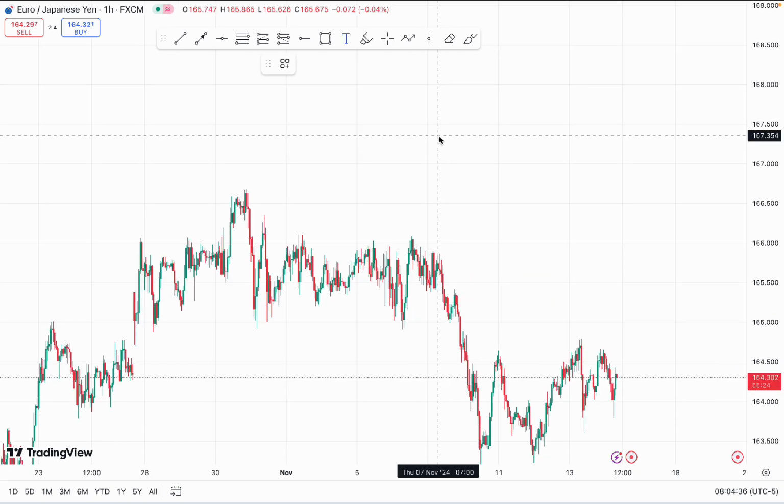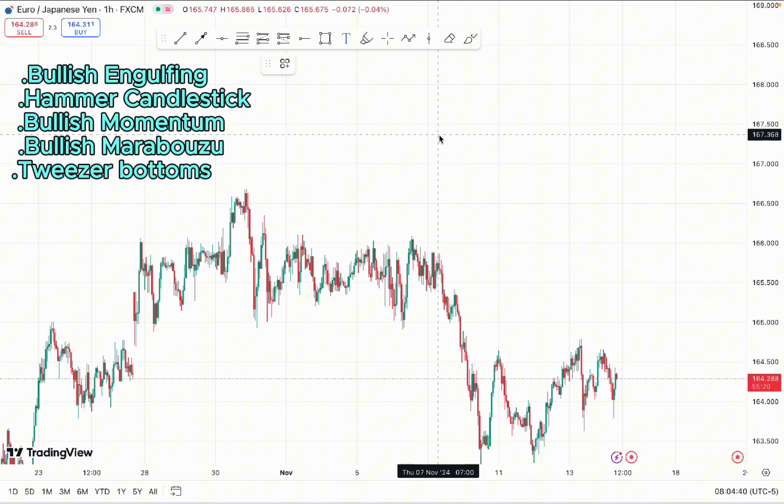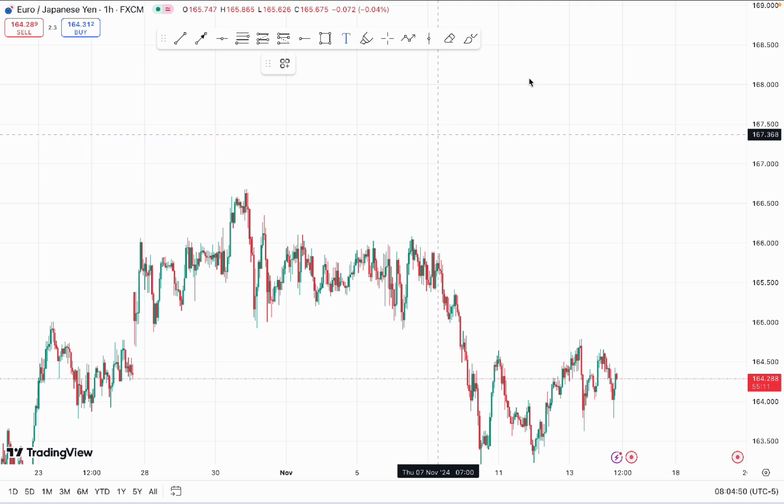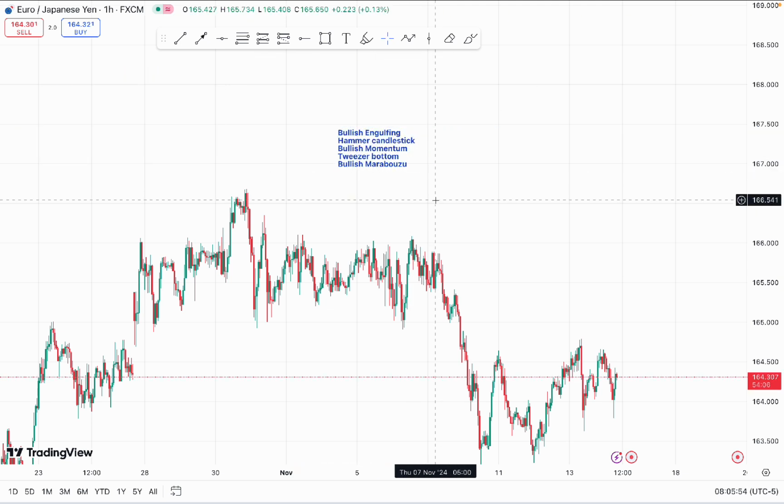Under the bullish candlestick pattern, I'll be writing it out. We have the bullish engulfing, hammer signs, the momentum candles, bullish momentum candles, the tweezer bottoms, and then the bullish Marubozu. So I'm talking about these five candlesticks that indicate a bullish trend in the market.